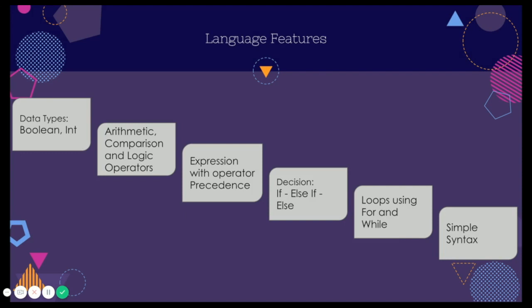Following are the features that are included in Nirvana. It has two data types, int and boolean. It also supports the basic arithmetic, comparison, and logical operators to do such operations. Operator precedence has also been included to handle correct outputs. The conditional constructs include the if-else and the nested if-else. For the looping constructs, we have the for and while loop. Overall, Nirvana has a very simple syntax.